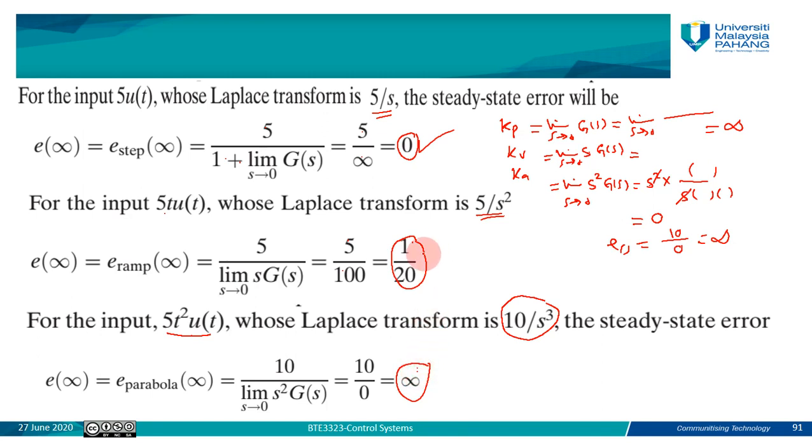For the second one, the ramp function, we have a finite steady state error. And for the step function, there is no error, and the value of the steady state error is equal to 0.